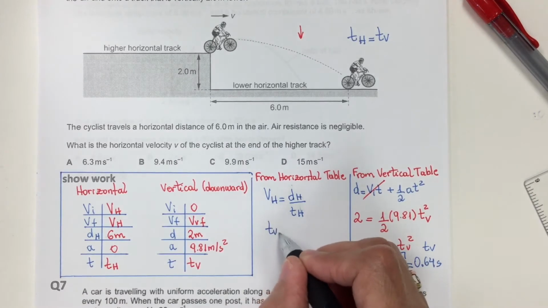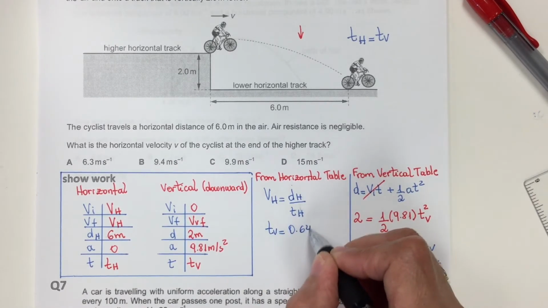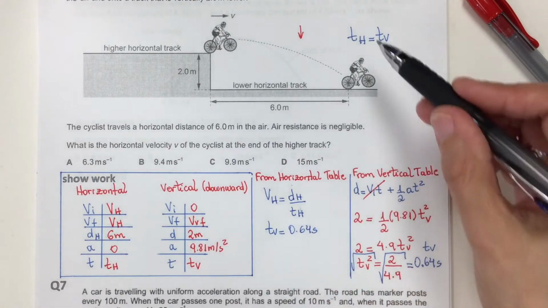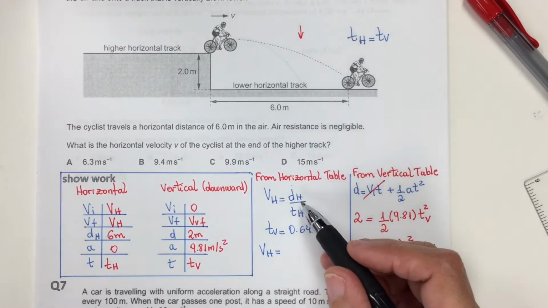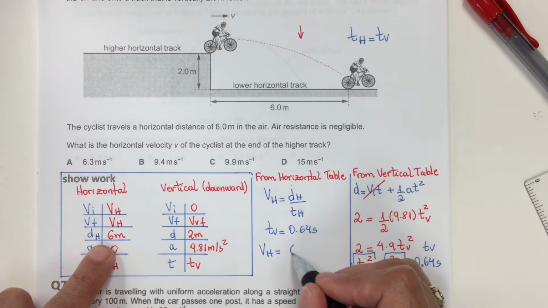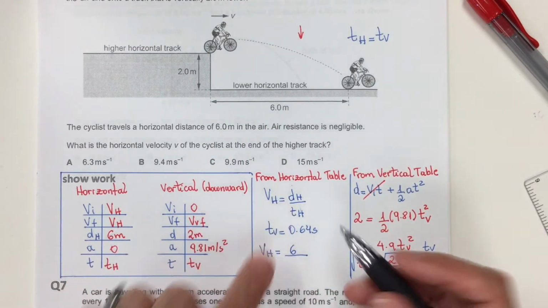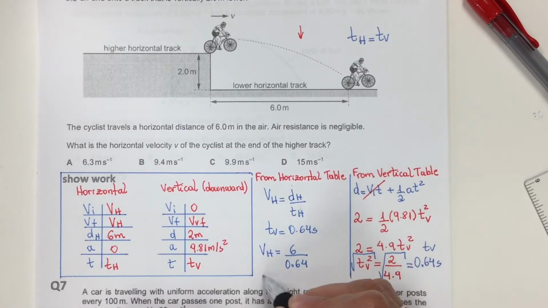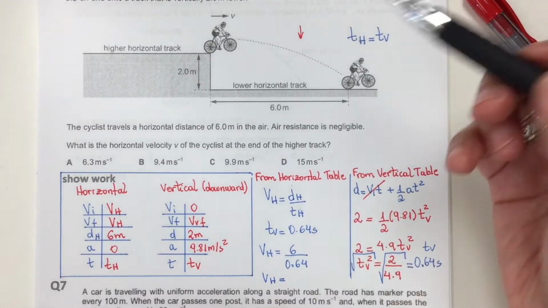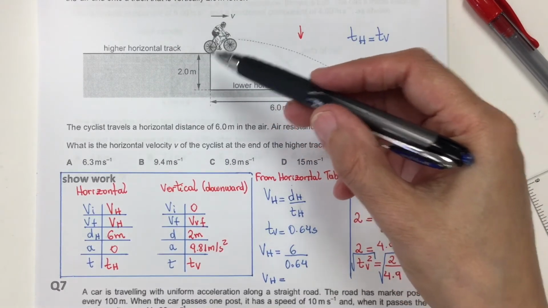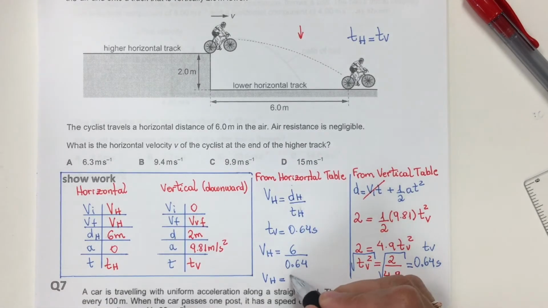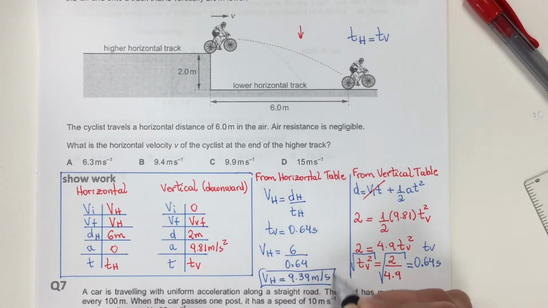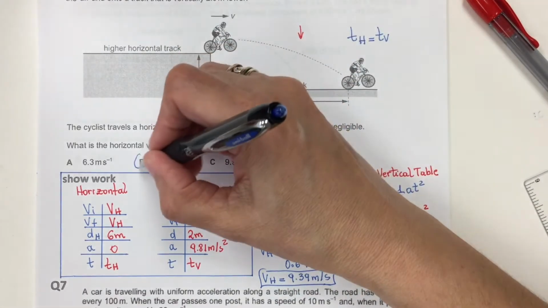So TV is 0.64 seconds, and because TV and TH are the same, now I can use this information. My DH is 6, and my time is this. So the velocity at which the cyclist is going to leave this higher track is 9.39 meters per second. So this is the final answer, and this is option B.